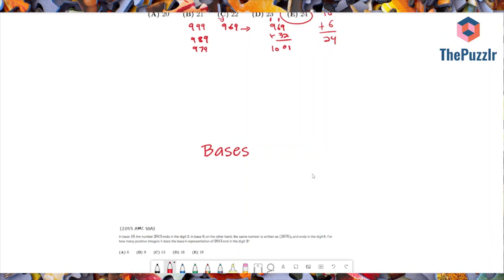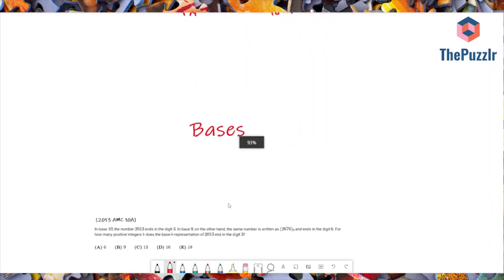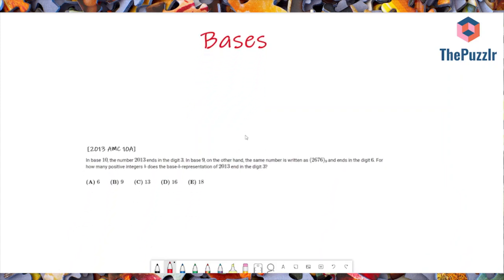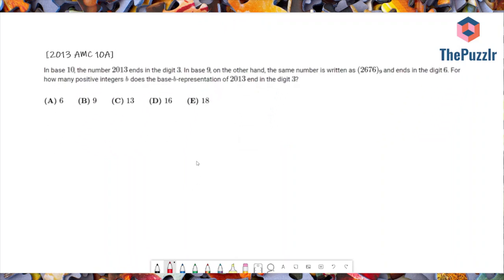Bases. Bases are quite a very important topic on the AMC 10. Let's take a look at what they are. So right here, we have a problem about bases to start us off. In base 10, the number 2013 ends in the digit 3. In base 9, on the other hand, the same number is written as 2676, and it ends in the digit 6. For how many positive integers b does the base b representation of 2013 end in the digit 3?